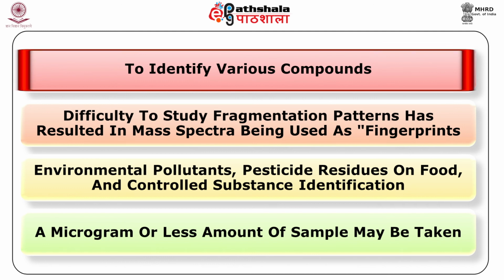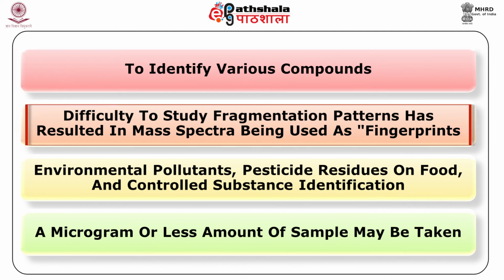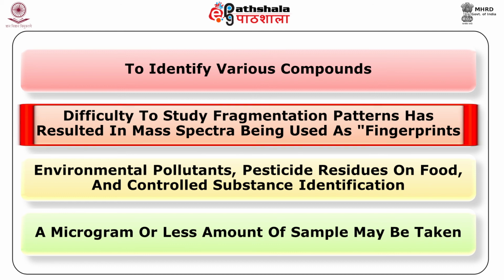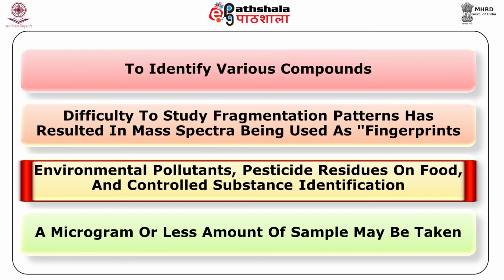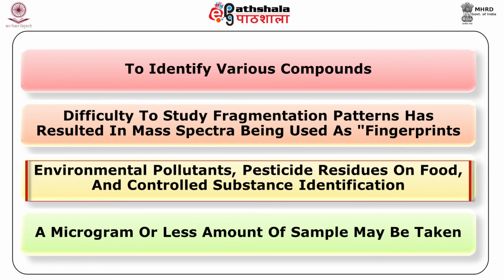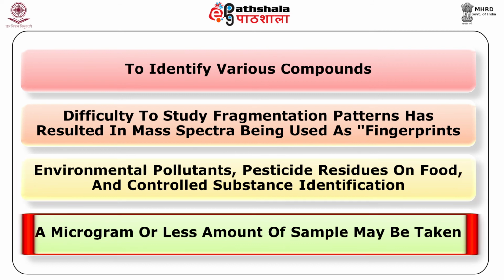Applications: to identify various compounds, given the difficulty of studying the fragmentation patterns, mass spectra have come to be used as fingerprints. Environmental pollutants, pesticide residues on food, and controlled substance identification are a few examples of this application. In such analysis, a microgram or less amount of the sample may be taken.